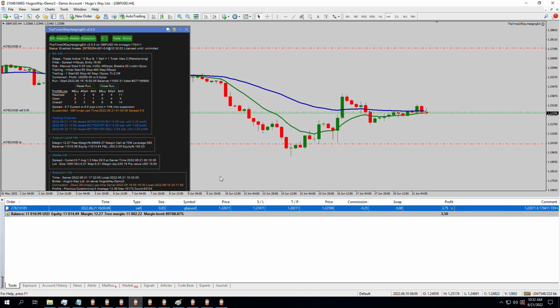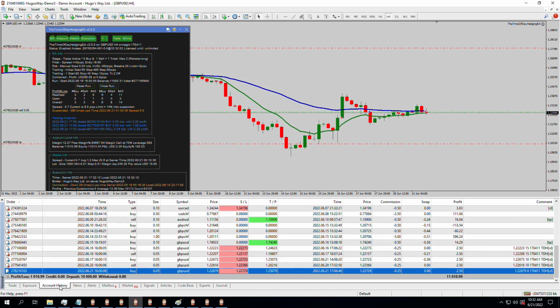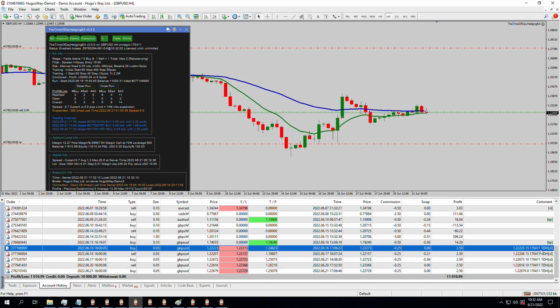We set a lot of settings and parameters when we first set this up. Let's go look. We're in a trade right now, and we're doing this on GBP USD 4 hours. So I'm going to go to account history, and you'll notice the TDH in the comment area stands for time of day hedge robot, and every trade has hit a profit of $2.50.